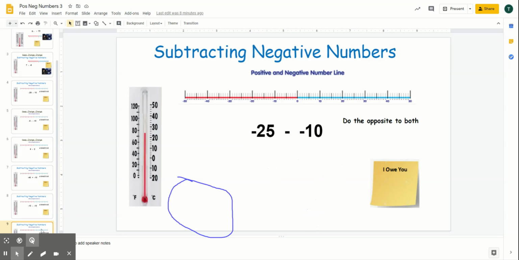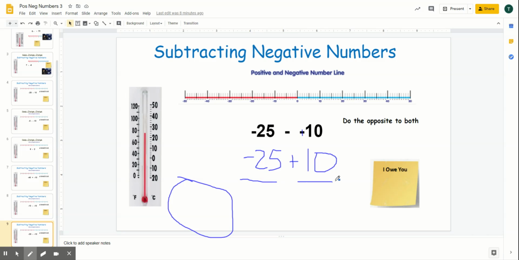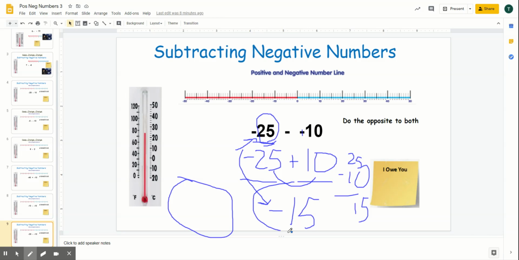Last example, let's take a look. All right, -25 minus 10. So I'm going to keep it. I'm going to change it. I'm going to change it. So now I have a greater negative number than I do a positive, which means my answer is going to be negative. I'm going to subtract 25 minus 10. My answer is 15. But it's a negative number, right? This is the whole idea. Again, my absolute value of 25 is greater than my absolute value of 10. So the sign of the greater absolute goes down below. Answer is -15.